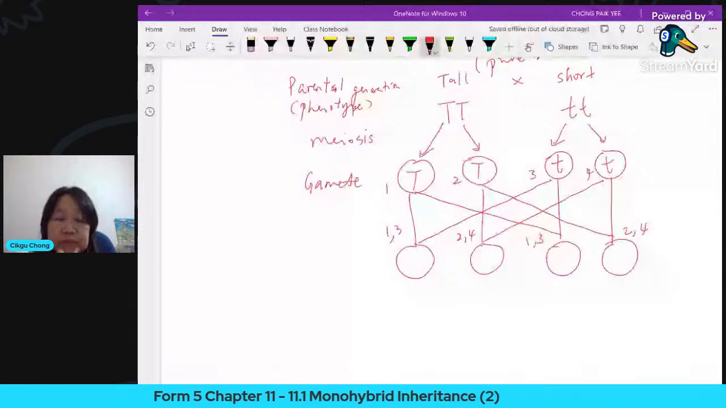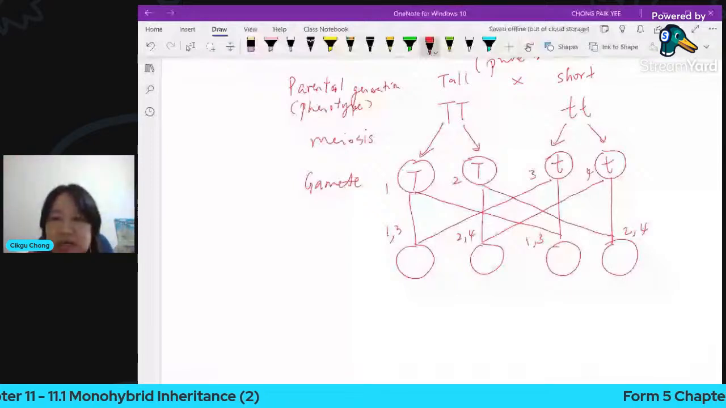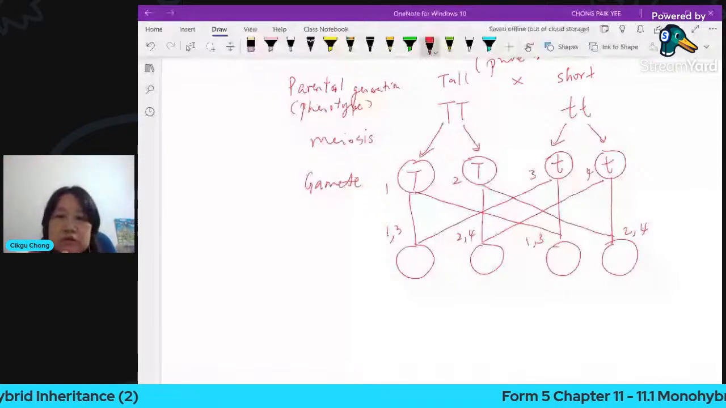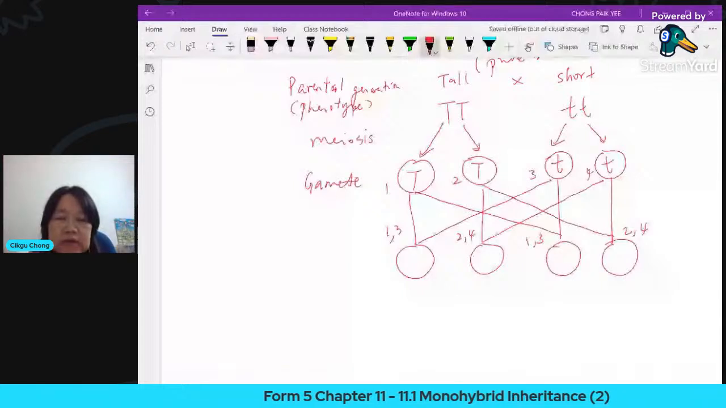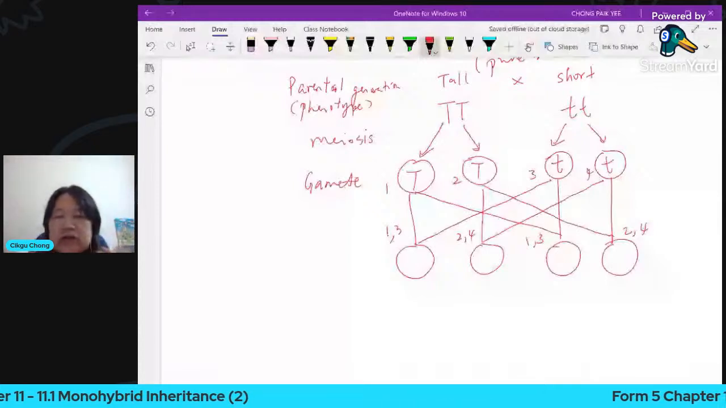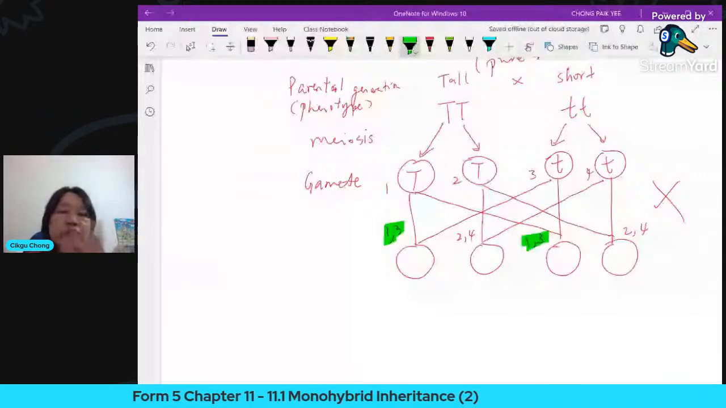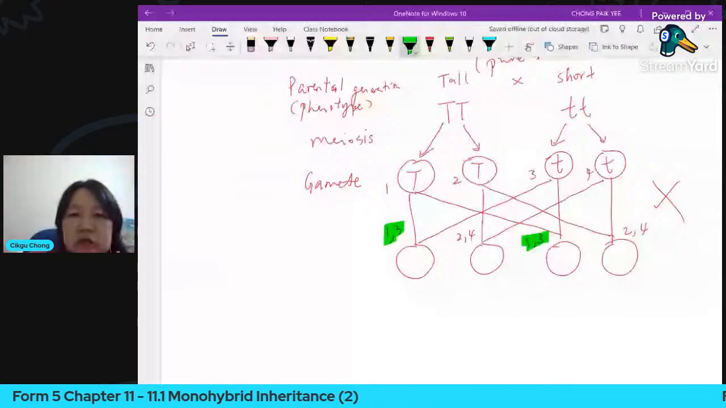It looks beautiful, right? It looks so fantastically nice. This is wrong. You don't draw like this, okay? Because you have repeated your combination. It looks nice, but once I see it's so nice like this, it's definitely wrong. It has to be 1, 3, 1, 4, 2, 3, 2, 4. You have 4 different combinations. You should not be repeating the combination. So you don't do this, please. You'll get it wrong.